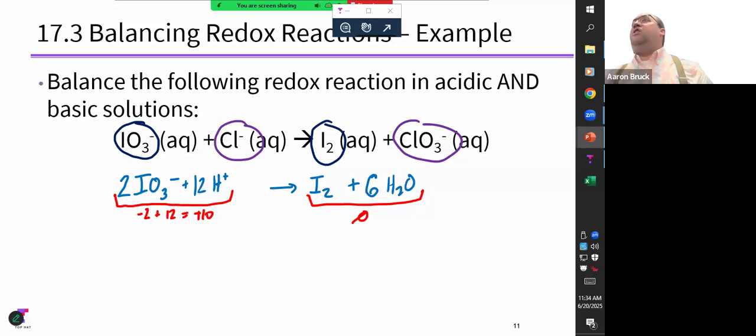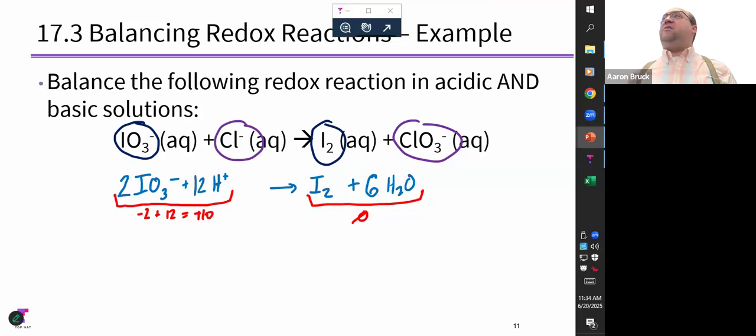Now, to balance the charge, I'm going to be adding electrons. Adding electrons is going to make one of the sides more negative. Which side of the equation should I add this to? Should I add electrons to the reactants, or should I add electrons to the products? To the reactants.